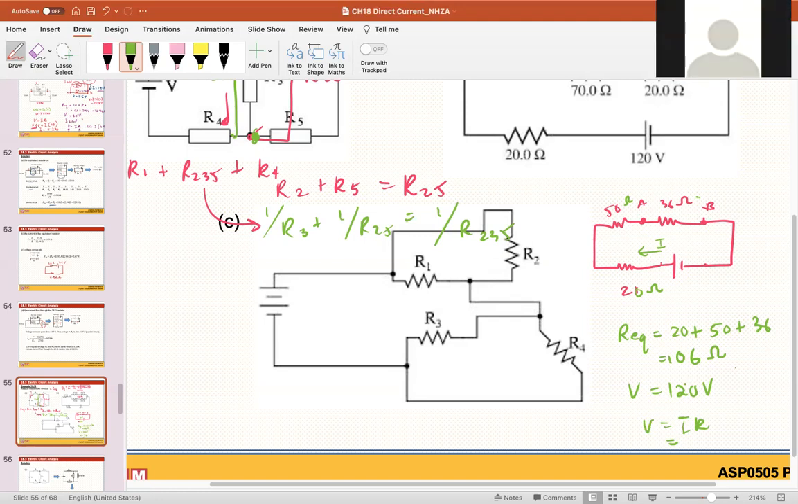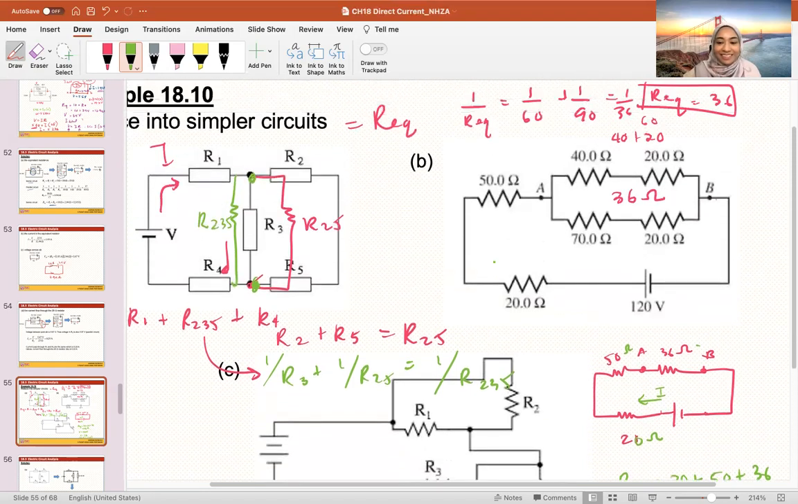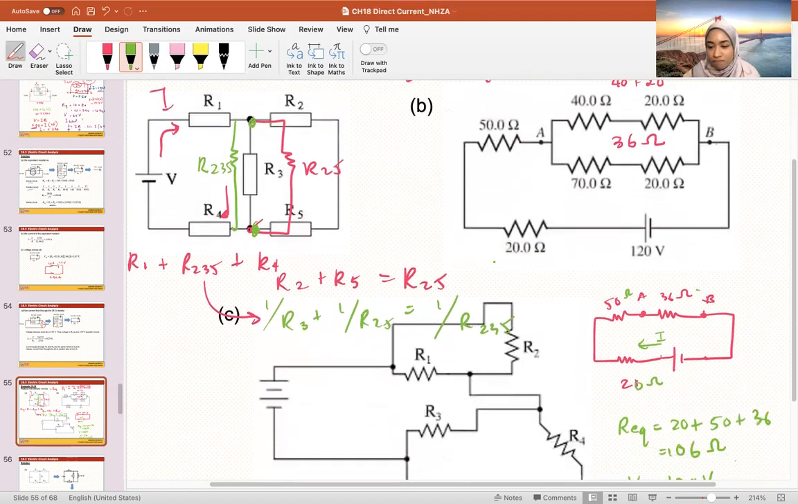Bukan 120, doktor. Betul? Tak, saya tanya awak. Nak confirmkan je. Okay, betul lah Najwa. So 120 equals to I. R equivalent which is 106. Okay, kena confident sikit. Tanya sikit je takut. Okay, thank you Najwa. That was good.